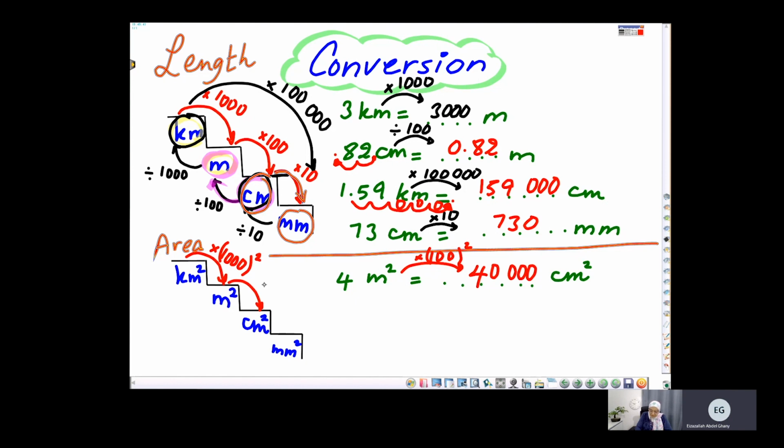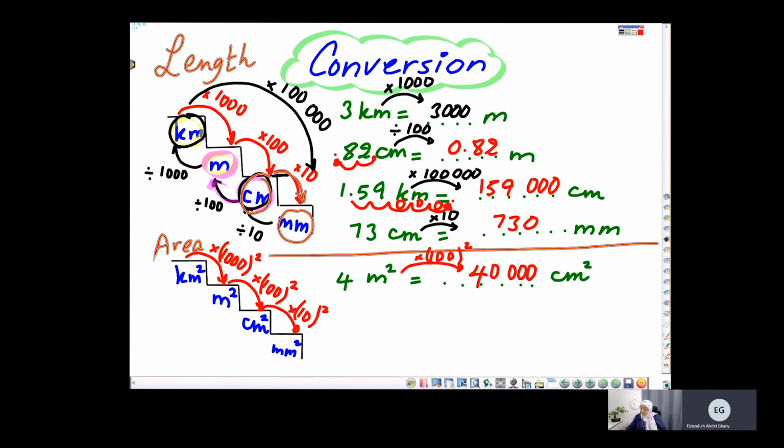From meter to centimeter, you multiply by 100. Yes, but it is squaring. You have to square the 100. From centimeter to millimeter, it is 10. Multiply by 10. But it is centimeter squared to millimeter squared. Multiply by 10, but squared. So it is the same 3 zeros, 2 zeros, 1 zero, but you multiply by all these when squaring them.